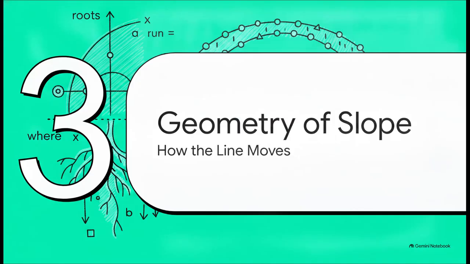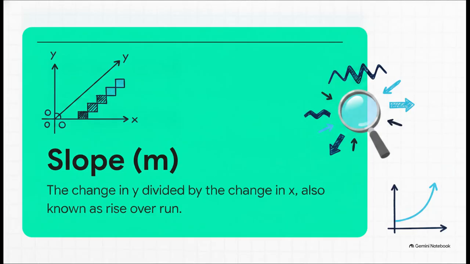Section 3. The geometry of slope. Slope, usually represented by the letter m, is simply a measure of movement. It's the change in y divided by the change in x, or as it's famously known, rise over run. The absolute best way to visualize this is as a little staircase connecting point 1 to point 2.